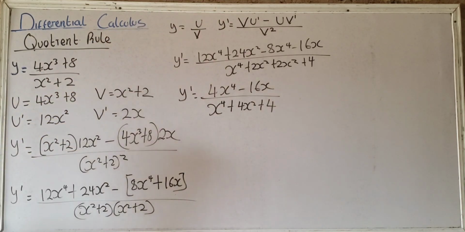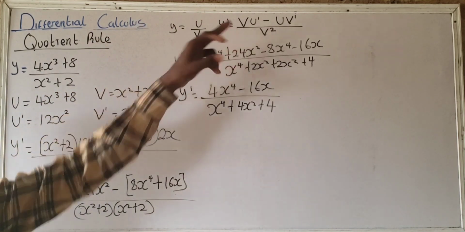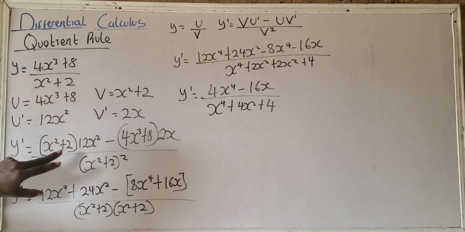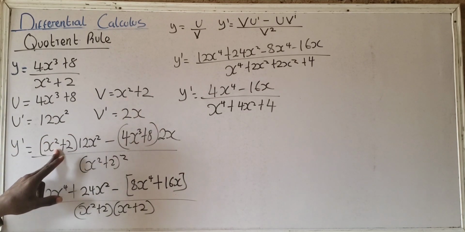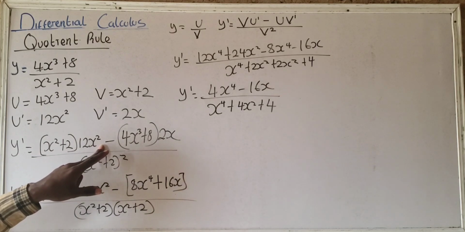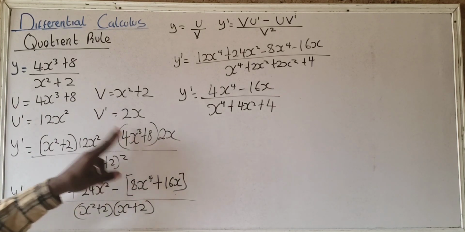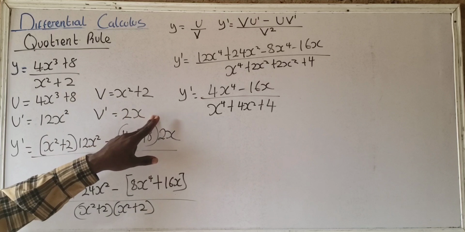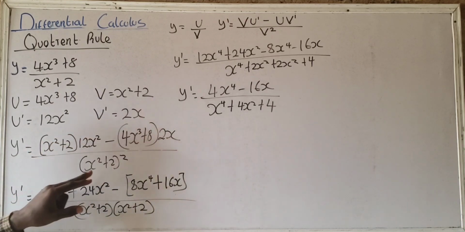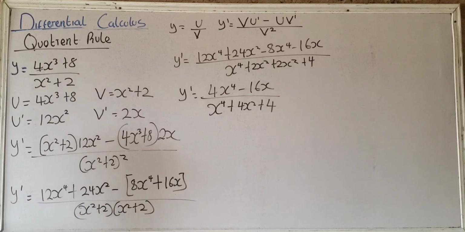You understand? Look at the formula. You can see we have v. We keep v constant, you differentiate u. Then you keep u constant, you differentiate v, all over v squared. So v is x squared plus 2. I have x squared plus 2 multiplied by the derivative of u. I got this. You get it. Keep u constant as well, which is this, multiplied by the derivative of v, which is 2x, all over v squared. V is x squared plus 2, so v squared will be what? x squared plus 2 all squared. So I simplify. You can see that it's simple.